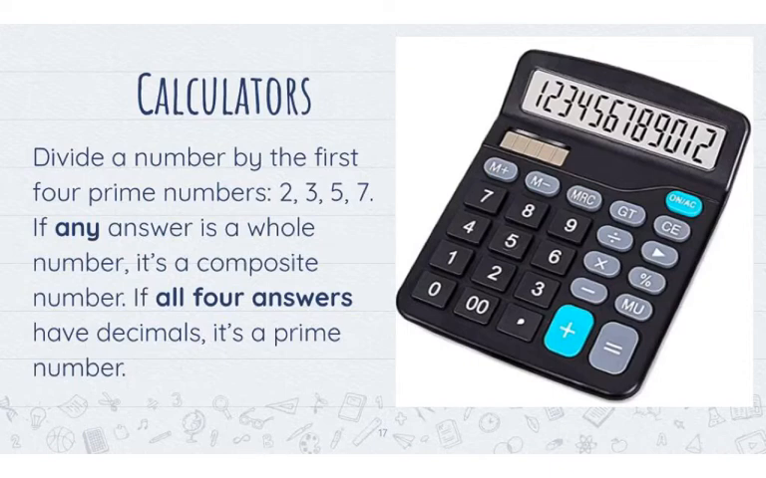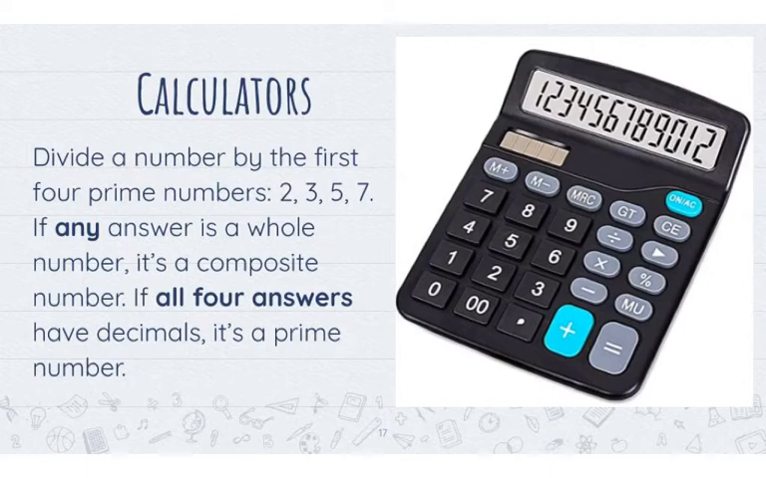So let's say if I had the number 15. I go 15 divided by 2 equals, I have a decimal. 15 divided by 3 equals, my answer would be 5. 5 is a whole number. Therefore, I know 15 is a composite number.